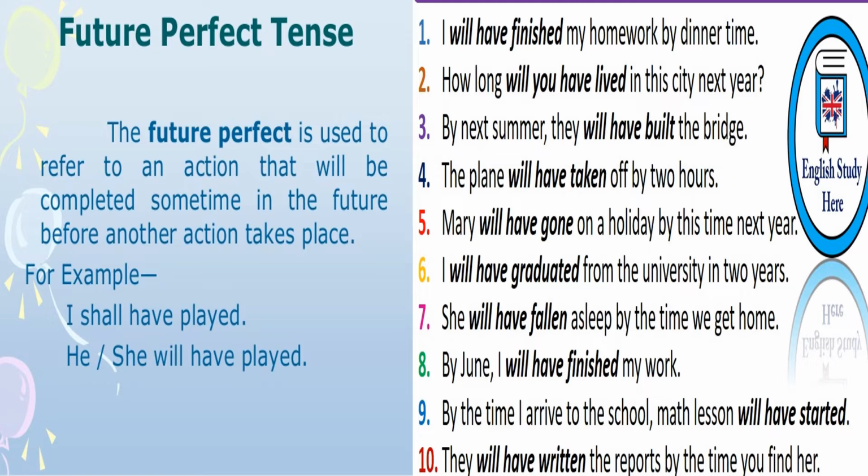I will have graduated from the university in 2 years. She will have fallen asleep by the time we get home. By June, I will have finished my work. By the time I arrive at school, math lesson will have started. They will have written the report by the time you find her. Children, it's very easy if you understand the definition and look at some examples as well. Okay?